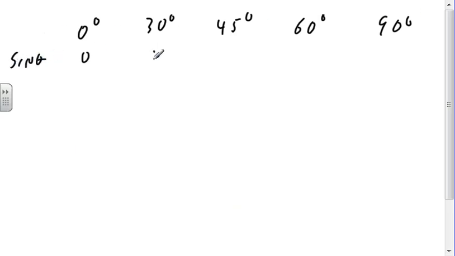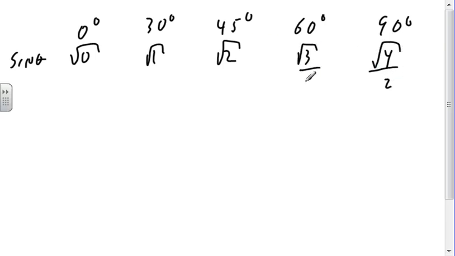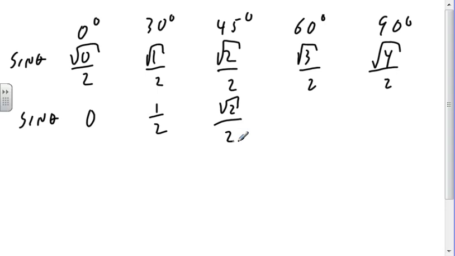I go 0, 1, 2, 3, 4, square root of 0, square root of 1, square root of 2, square root of 3, square root of 4, divided by 2, divided by 2, divided by 2, divided by 2. And I remember to do that, and then once I've done that, I find that the sine of 0 is 0, the sine of 30 is a half, square root of 2 over 2 for 45, square root of 3 over 2 for 60, and 1 for 90 degrees.